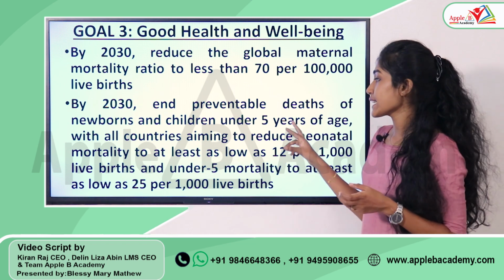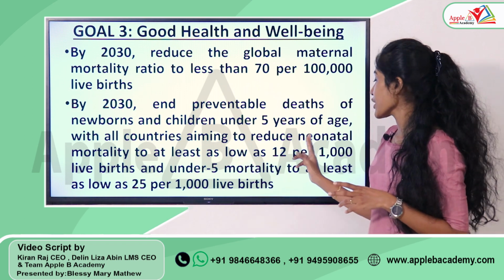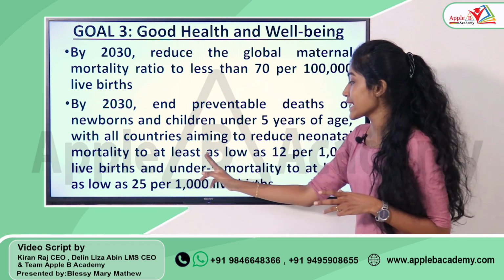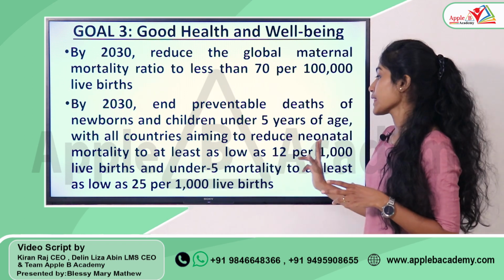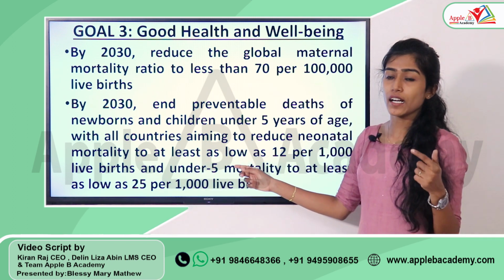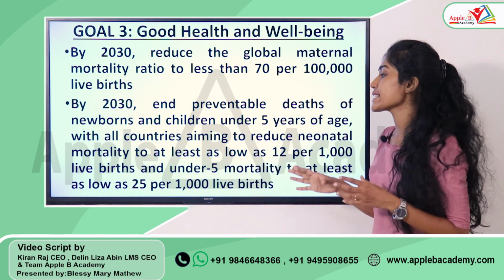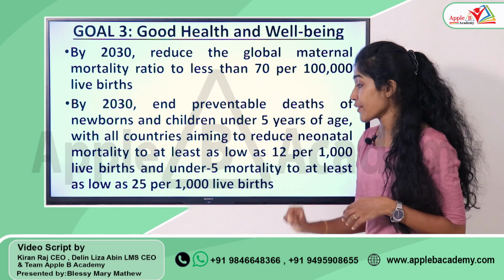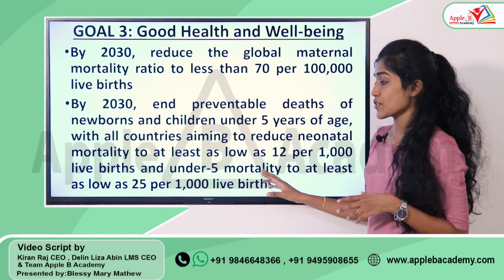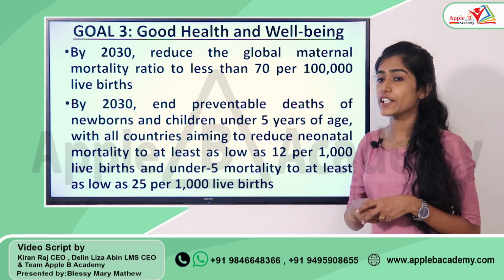So if you consider here, there are two different aspects that are considered. All countries aim to reduce neonatal mortality to at least as low as 12 per 1,000 live births, and under 5 mortality. That is what the question focuses on. So under 5 mortality to at least as low as 25 per 1,000 live births. Please note this particular number, that is 25, that is what you need in your question.